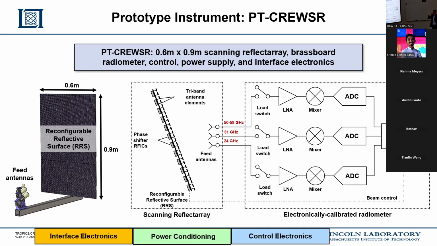So the CREWSR instrument is 2 meters by 2 meters. Remember, TROPICS is like this. CREWSR is 10 of these tables, right? So it's much bigger. It's made of these modular panels. And let me show you how this is going to work.